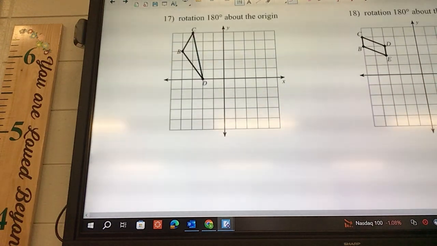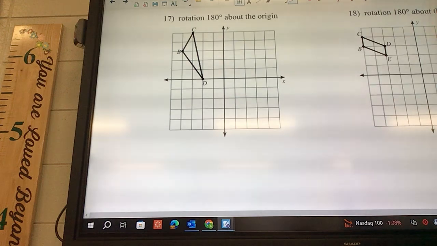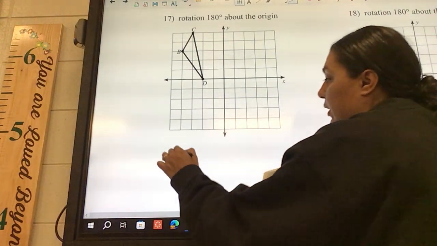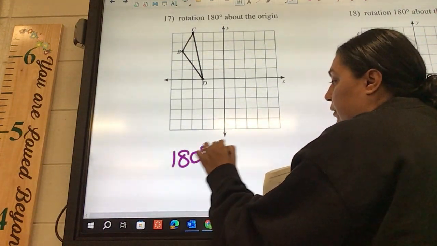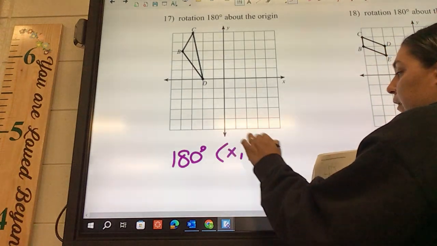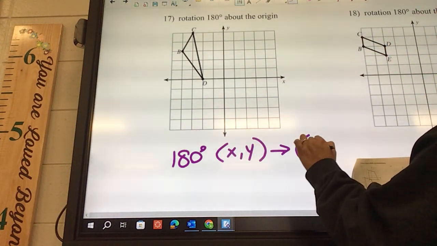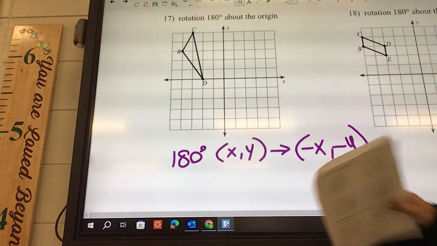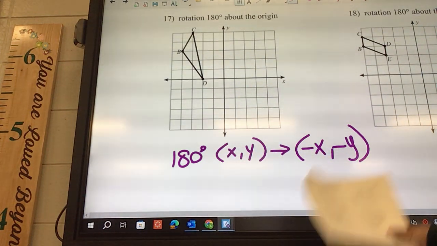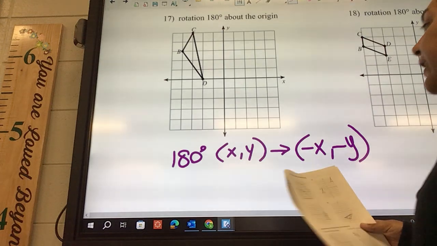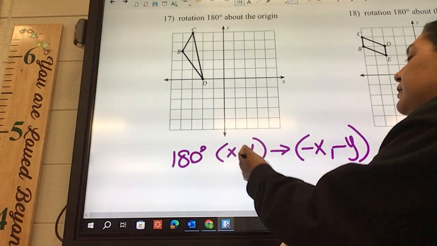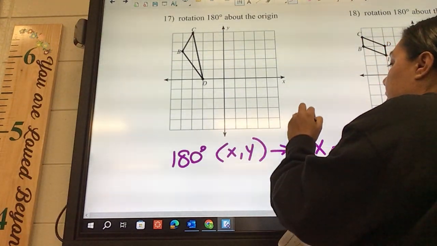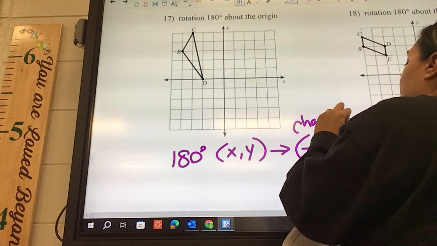Okay, 17, the rotations. These ones you will absolutely 100% need. So if it's 180 degrees, my XY is going to go -X, -Y. Okay, so we leave them in their spots, but you're going to change the signage. Okay, so I hate to say negative because if it's already a negative, it's going to be a positive. Okay, so change the signs.